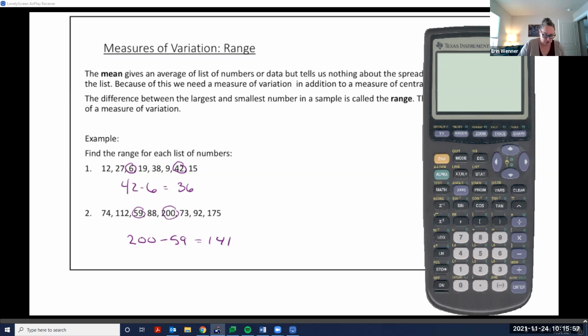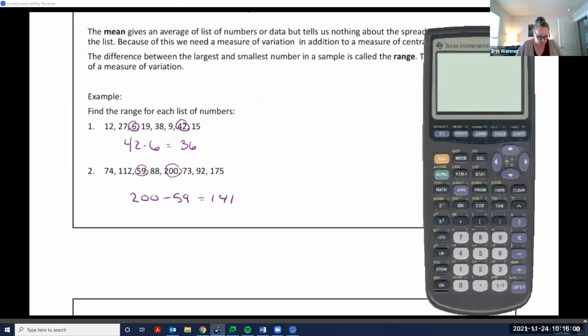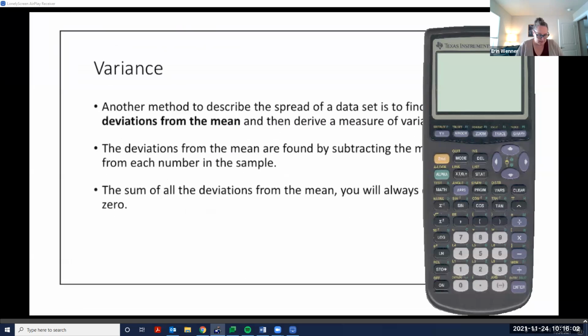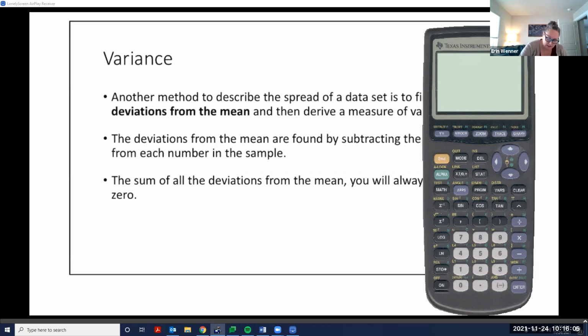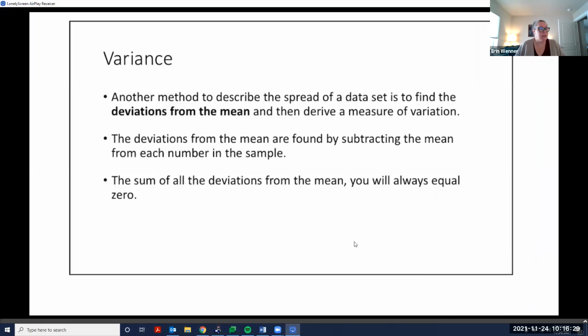It doesn't really tell us too much about what our data looks like in general. So then we've got the variance. Another method to describe the spread of a data set is to find the deviations from the mean and then derive a measure of variation. The deviations from the mean are found by subtracting the mean from each number in a sample. If you sum all the deviations from the mean, you will always get 0.